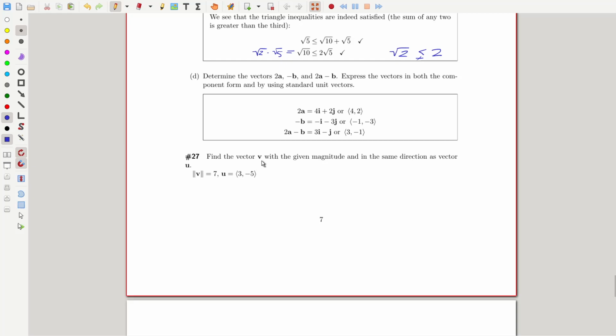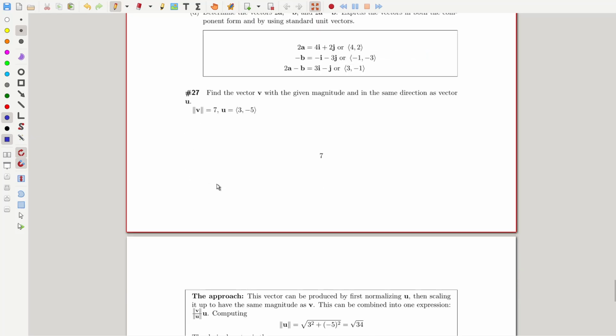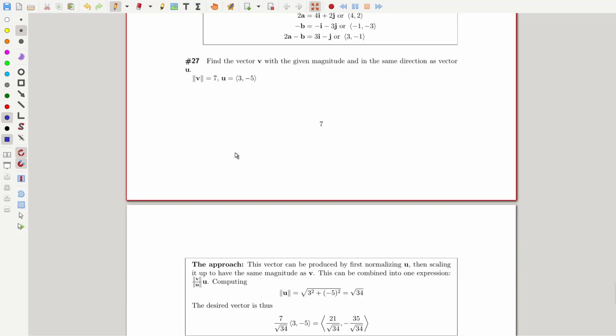It asks us to find the vector v with the given magnitude and in the same direction as the vector u. So we want to determine this vector v whose direction is the same as u, but which has the magnitude specified. The procedure to do this is to take u and normalize it, and then scale it up so that it has the required magnitude, which is what I've written here. And that can be combined into one expression.